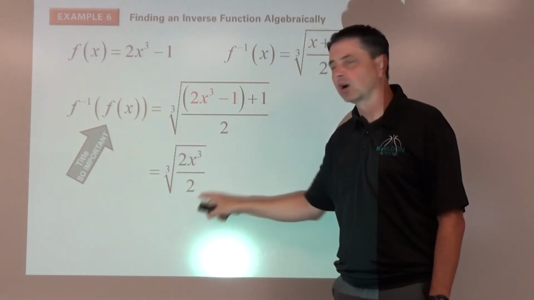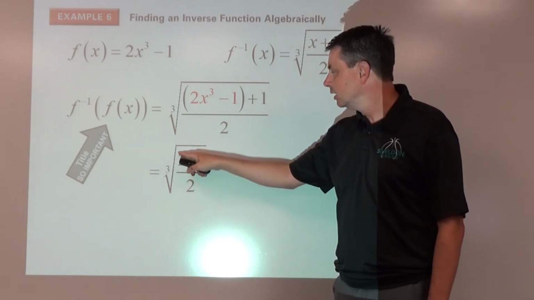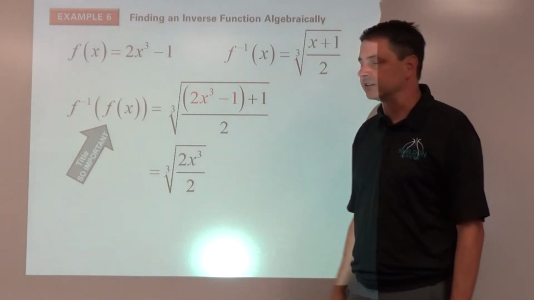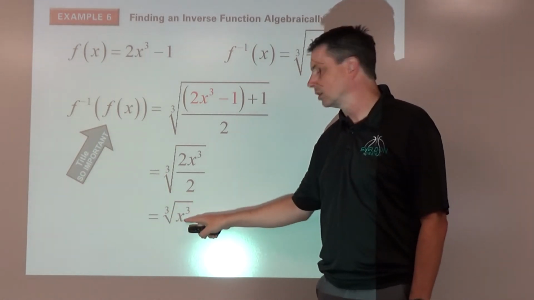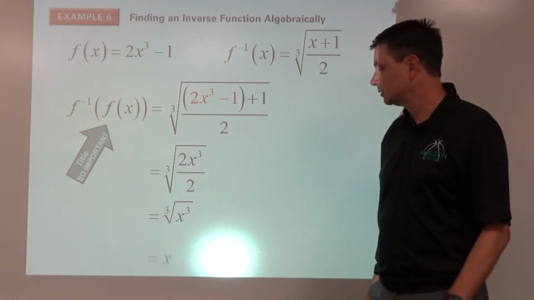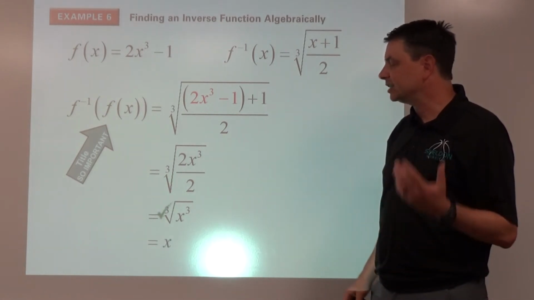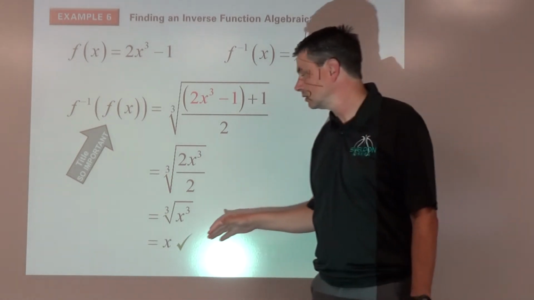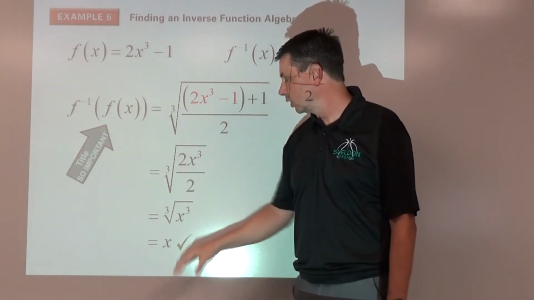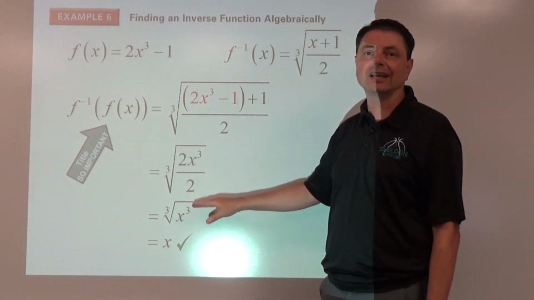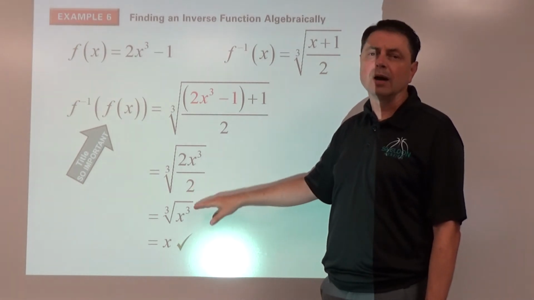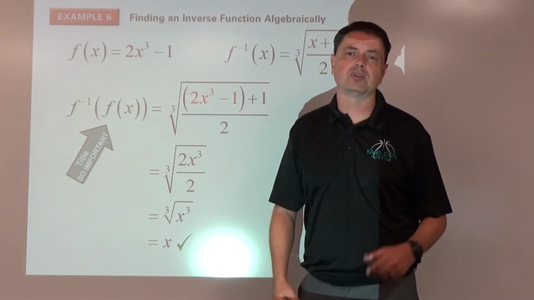I still have more work to do inside here. The 2 divided by 2 cancels out. And now the cube root of x to the third becomes x. So one thing to check as you do this: look at the one that we did before and look at this one. If the step before looks nearly identical, it means you probably have made some sort of a simplification mistake.